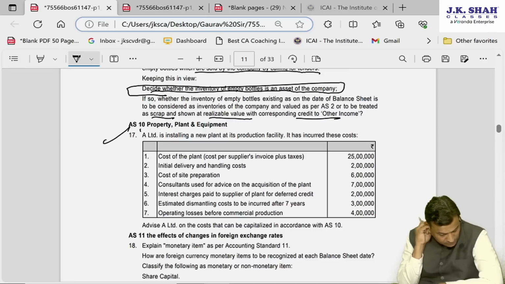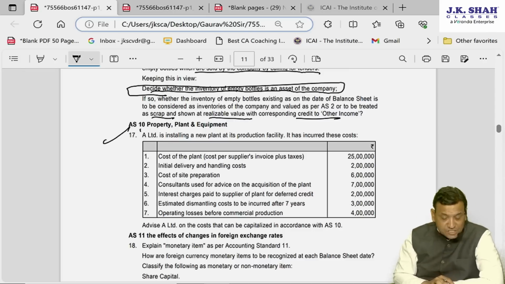Question number 17. A Limited is installing a new plant at its production facilities and incurs these costs. Now this is PPE. Cost of plant 25 lakhs. Yes sir, this will form part of my cost. Initial delivery and handling cost. Yes sir, this will also form part of my cost. Cost of site preparation. Yes sir, this will also form part of cost. Consultant used for advice on acquisition of plant. Yes, it will also be there.